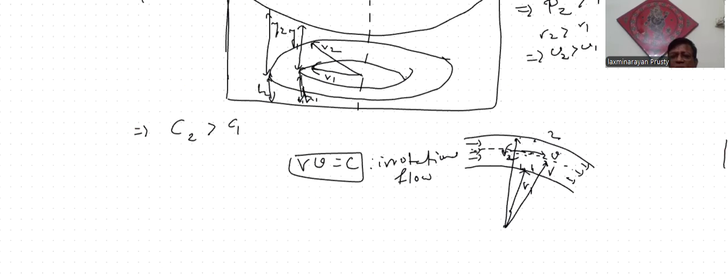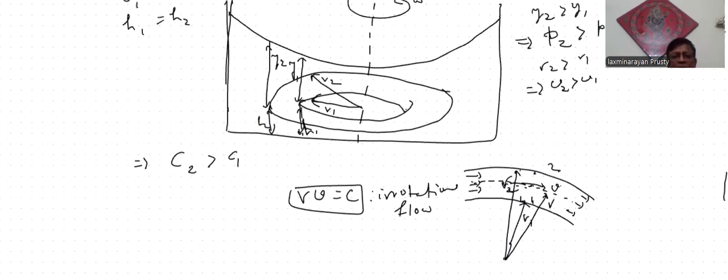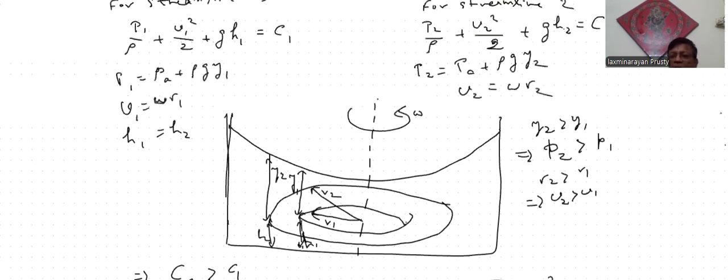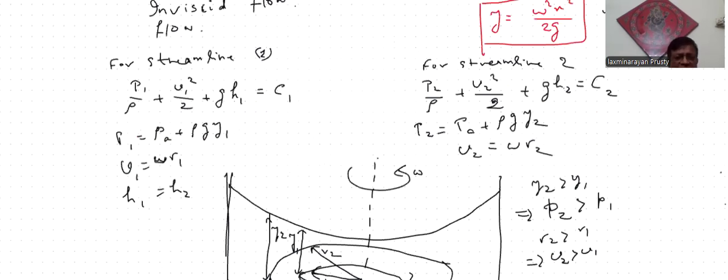And as I told you last class, P by rho plus V square by 2 plus GH is constant along a streamline. Whether the flow is rotational or irrotational, along a streamline it is constant, provided the viscous force is not doing any work. Here there is no viscous force doing any work. Even if viscosity is present, the constants C1 and C2 are different.